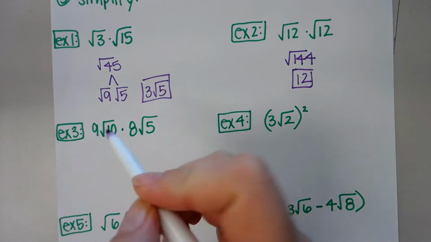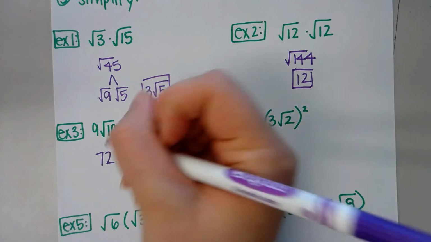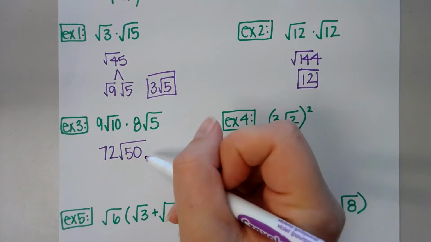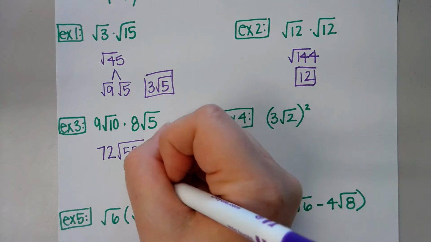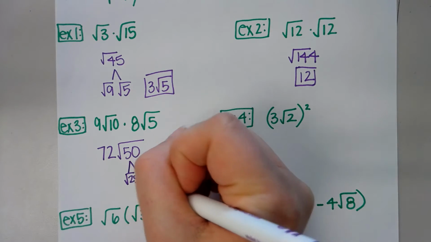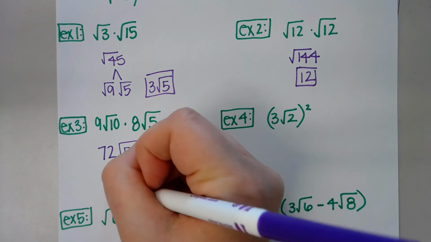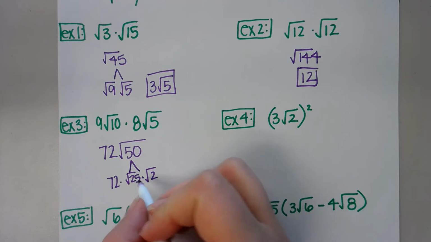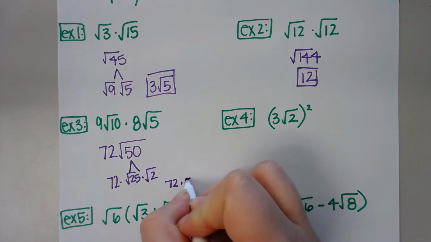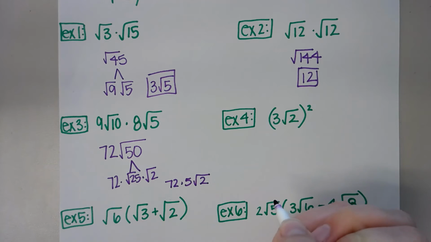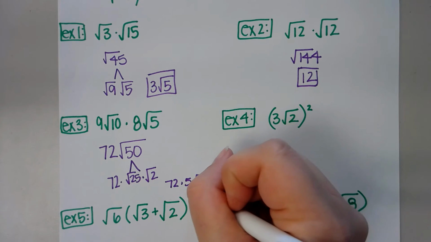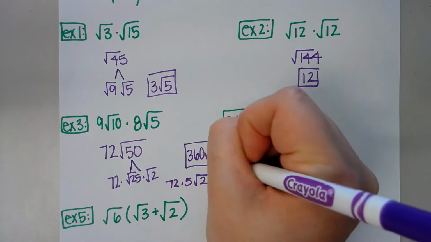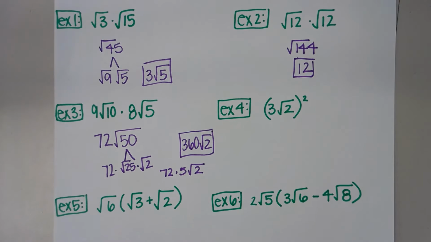This one, you have two numbers on the outside, so you have 9 times 8, which is 72. You take the square root of 10 times 5, which is 50. You're now going to simplify that 50 because you can take out a perfect square value of 25, and that's the highest. I'm going to bring down that 72 because I'm going to multiply it. So 72 times the square root of 25 is 5. So 72 times 5 times the square root of 2. 72 times 5 is going to give me 360 square root 2, and that's going to be my final answer because I can't simplify it any further.